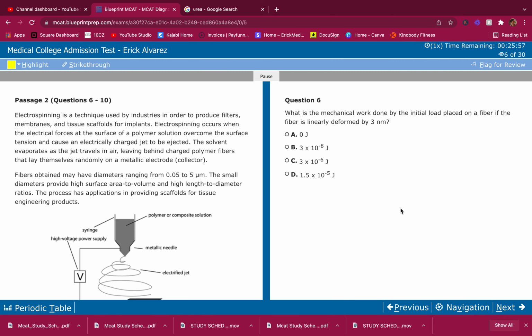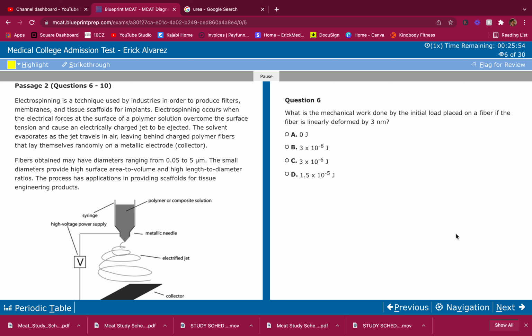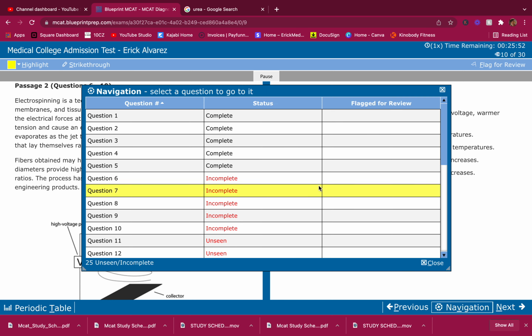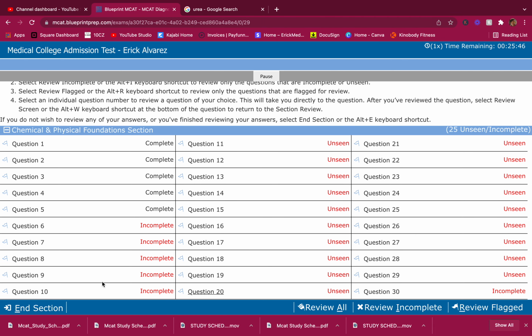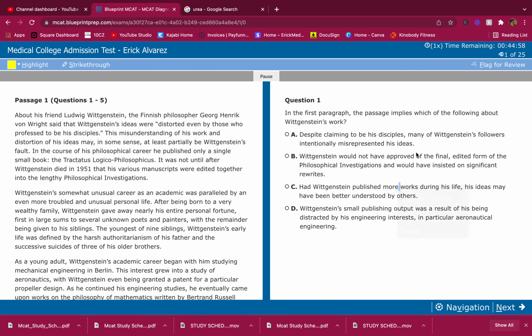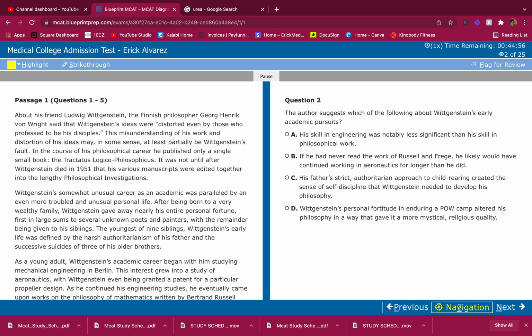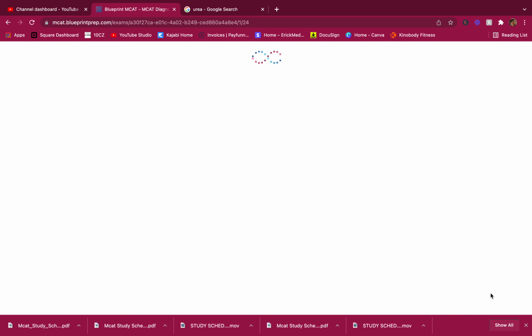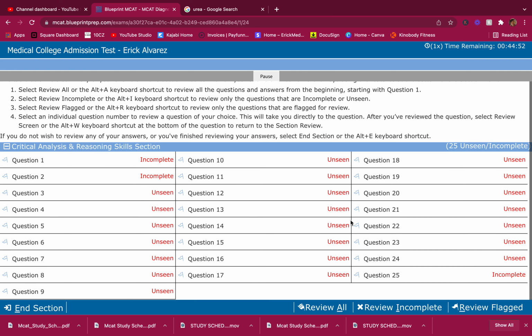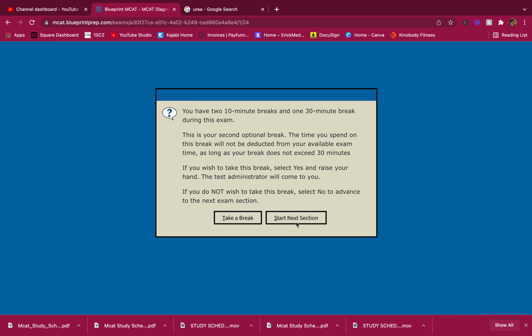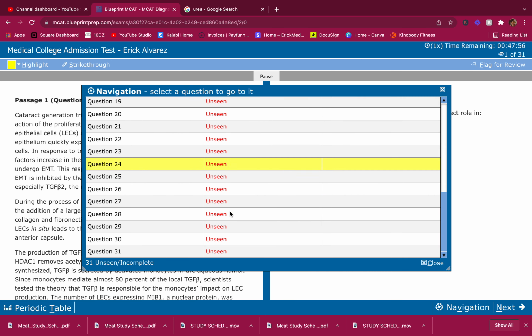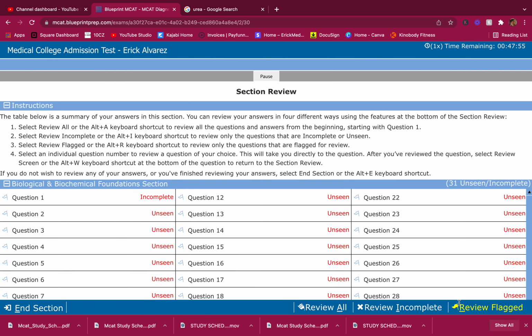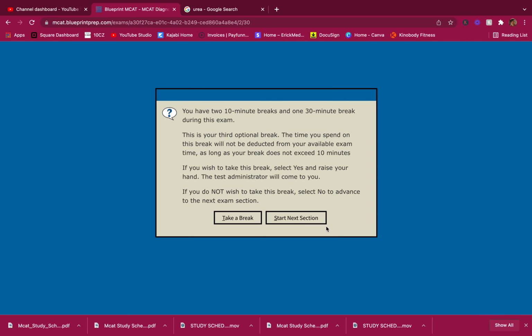I'm going to check the answers for this right now. You can skip this if you want. Remember, I like to do this all live for you guys. Okay, let's keep going. End section. Start next section. I'm just going to go ahead and see if this is right. Let's just continue. Bam, end this section.